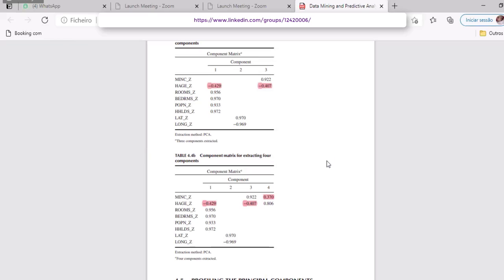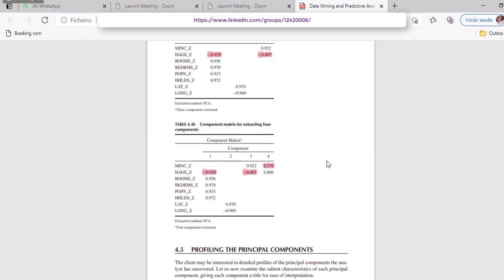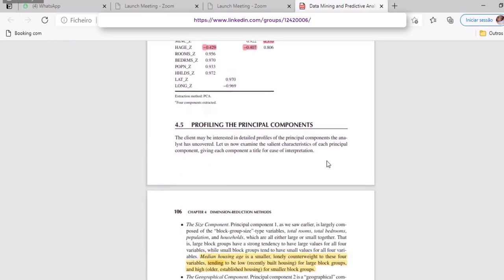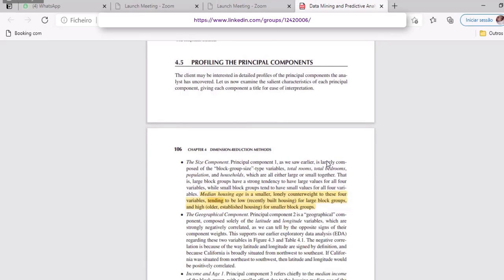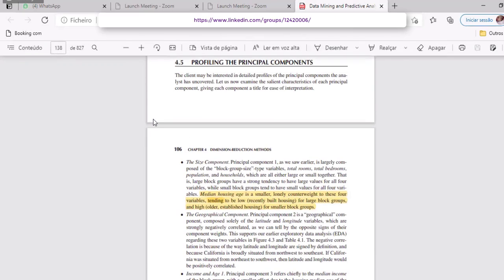Yeah, thanks. Okay. So after that, we are profiling the principal components that we have chosen or that we have in doubt. So we are including here the number 4 and describing them to the client or to the person for whom we are building this model.